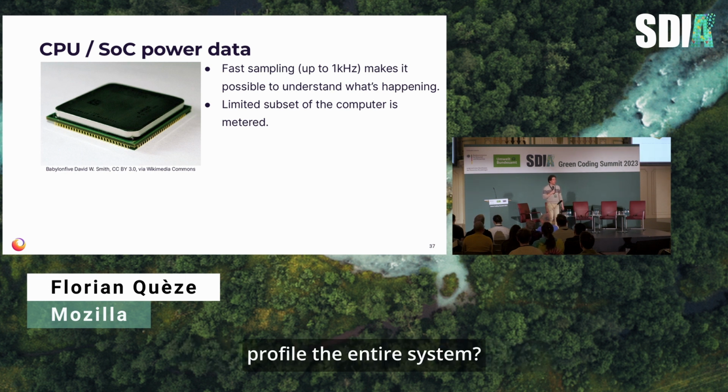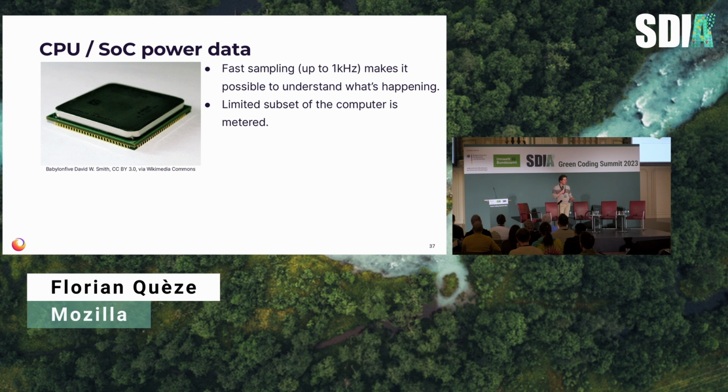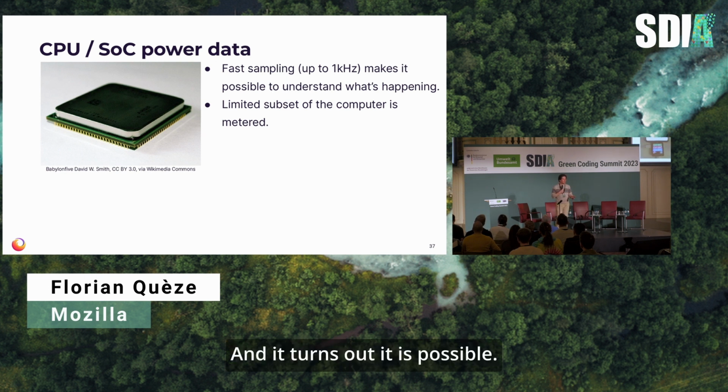So what if we could profile the entire system? And the place where we would probably want to profile is the DC power. If you have a phone or a laptop, you have a charger. In this cord, there's DC power going through it, and we can sample DC much faster than we can sample AC power. And it turns out it is possible.